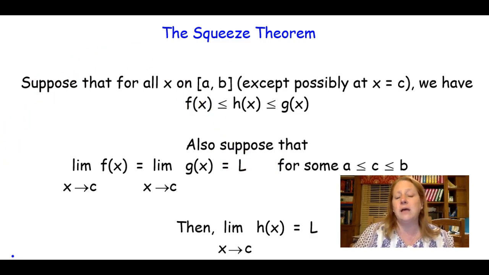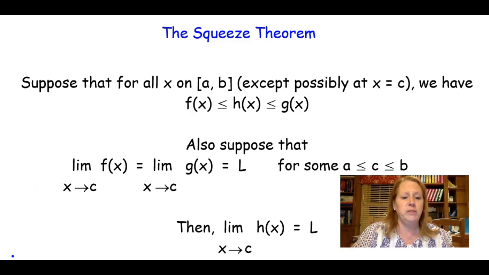Suppose that for all x on the interval [a, b], including a and b, except possibly when x equals c, we have that f of x is less than or equal to h of x is less than or equal to g of x. So I've got three separate functions. f of x is the smallest function, h of x is kind of the one in the middle, and g of x is going to give us the largest y values in their function.